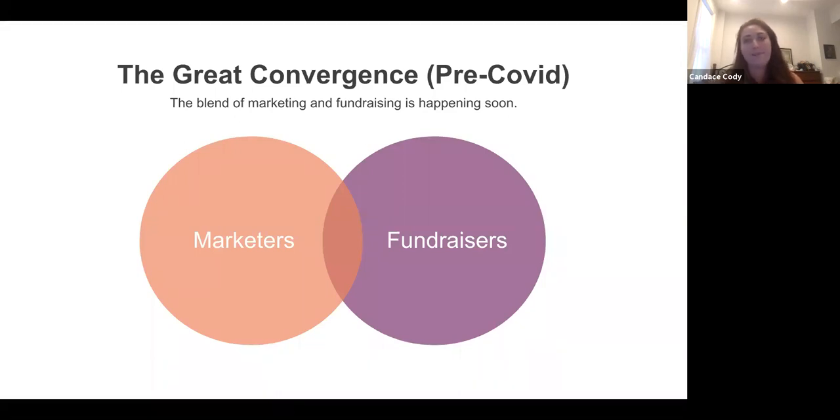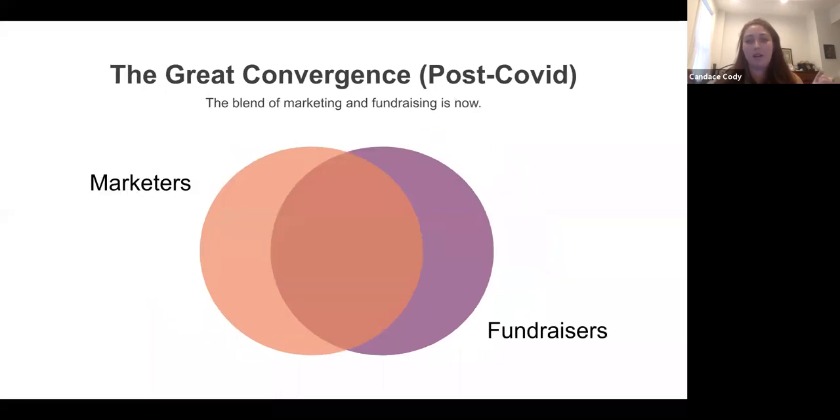We always knew that this blend of marketing and fundraising was coming. But now, post-COVID, in this rapid shift to digital-first fundraising, the role of marketing and the role of fundraising is quickly becoming one and the same. We call this the Great Convergence. Basically, the best marketers are the best fundraisers and vice versa, because with everything taking place online, you're trying to drive more traffic to your website or your most recent fundraising campaign or your virtual fundraiser, and all of that is done through digital marketing. So it all really goes hand in hand.